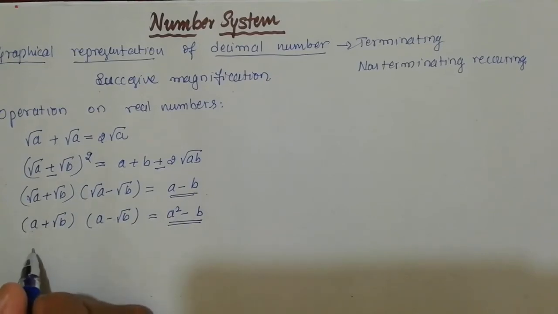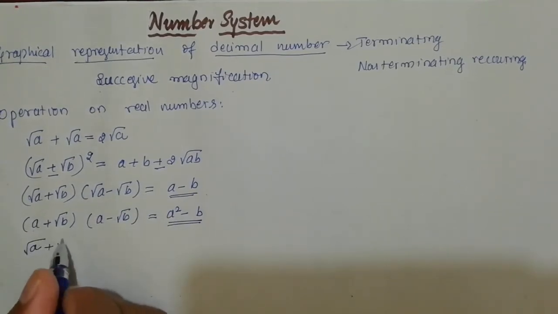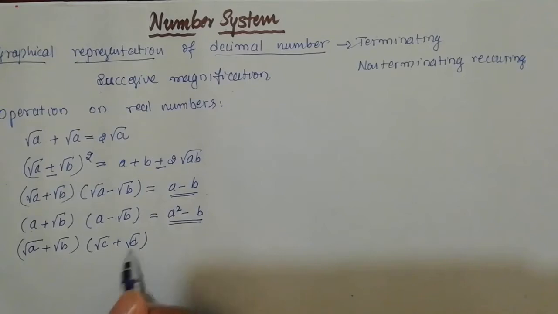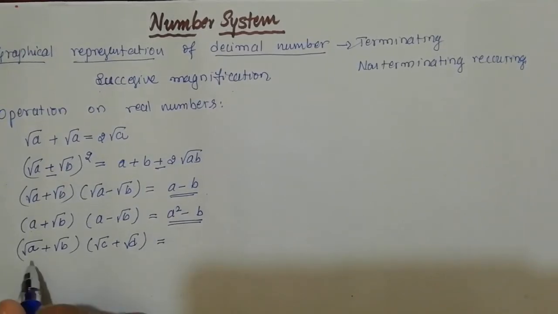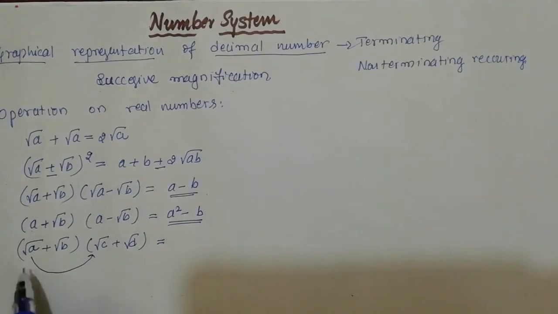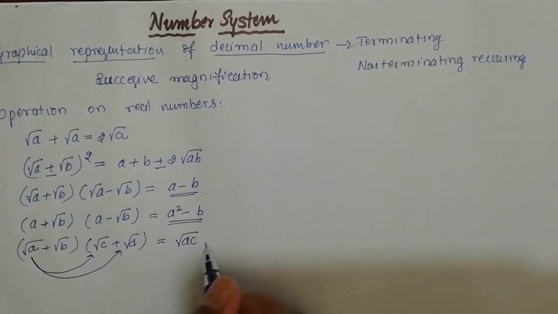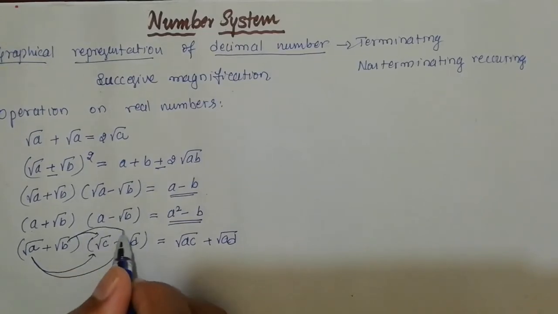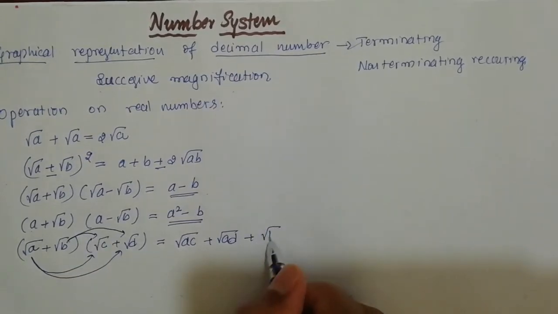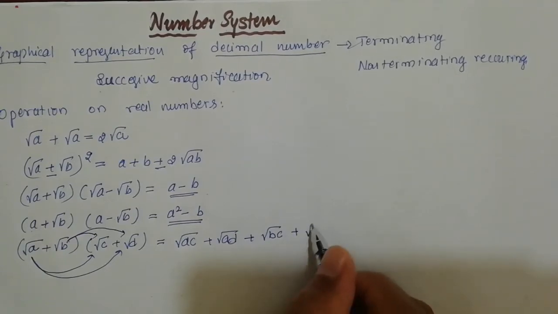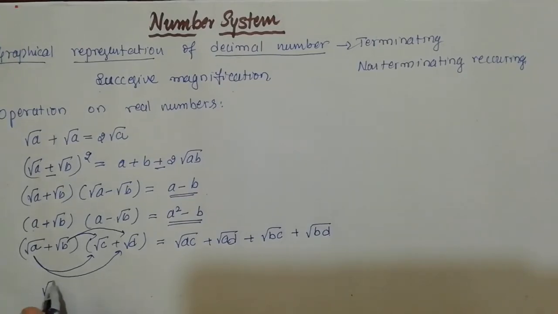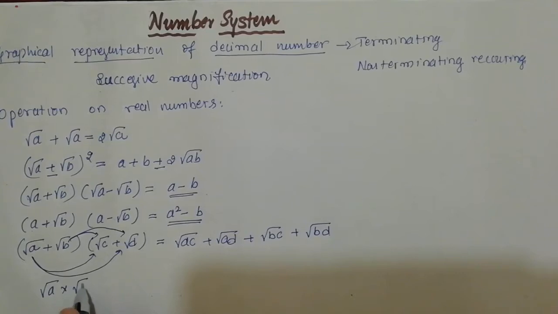And one more important formula: suppose it is root a plus root b into root c plus root d. Now look at it, a, b, c, d are all different. In this situation you need to multiply root a with root c, and again root a with root d. It will become root ac plus root ad. Then multiply root b with root c, which is root bc, and root b with root d, which is root bd, like this.